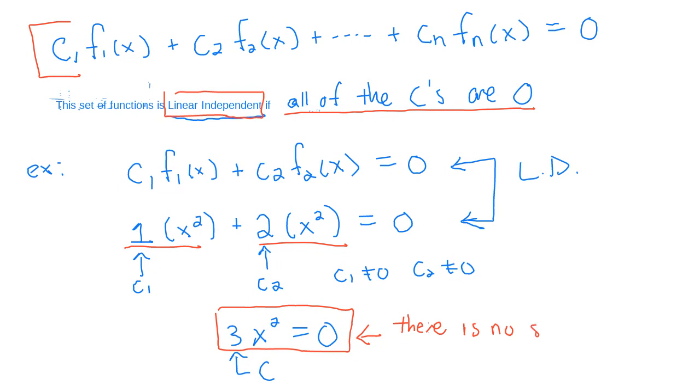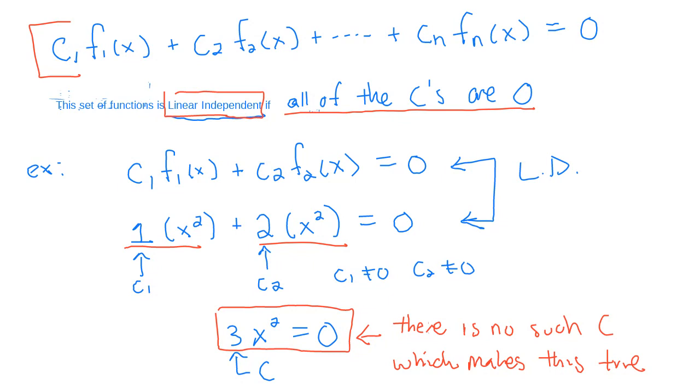is no such C which makes this true. The C has already been chosen. It already exists, and the constant is 3. So you can't find a value for C that satisfies this. Yes, it's true that x equals 0 satisfies this, but according to this definition, we want to be able to find all C's that basically make this 0. And the C is equal to 3, and so we can't find a C that's 0 to satisfy this solution.